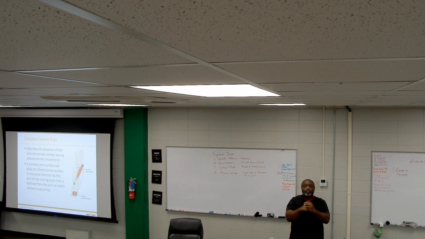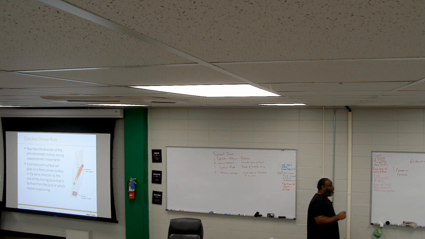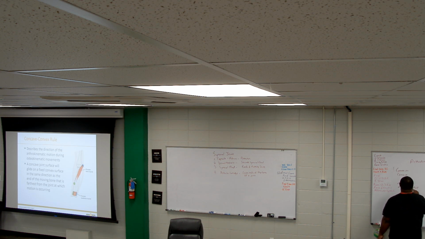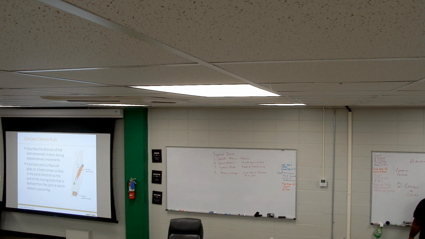So when convex moves on concave, arthrokinematic motion here, this is arthro, is going to move opposite of osteokinematic motion, what's happening at my actual elbow. So what's happening here goes opposite of what's happening there. So arthro and osteokinematic move in opposite directions when we're dealing with convex moving on concave. But what happens if I switch it? What if I move concave on convex? If I do that, then the motion of arthro and osteokinematics move in the same direction. They move in the same direction.